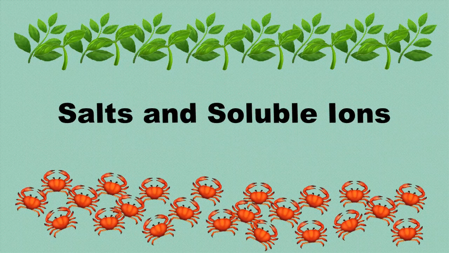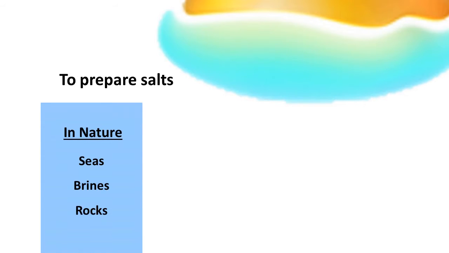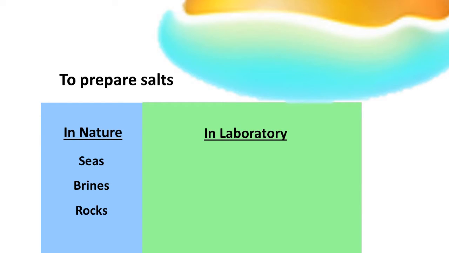Hi, today we're going to talk about soluble ions and solubility. Salts, such as sodium chloride, naturally occur in the seas and underground deposits. Salts are primarily harvested from the sea, natural brines and rock salt deposits. On the other hand, salts can be prepared in laboratory.